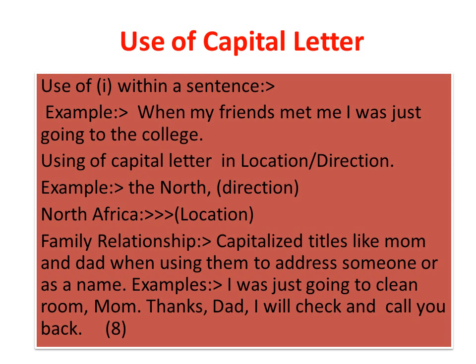Family relationship, now there comes another rule. Capitalize titles like mom and dad when using them to address someone or as a name. Example: I was just going to clean a room. Here I am addressing my mom, so here I have written M as a capital. And then again there comes the word dad: Thanks dad, I will call you back. Here again he is directly addressed. Whenever mom or dad, or any relation, is directly addressed, then we write the first letter of that relationship in capital letters.